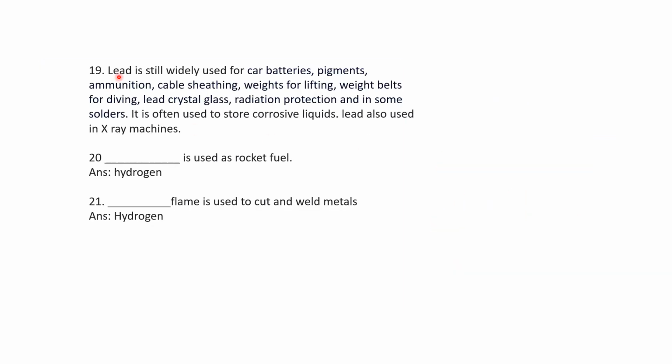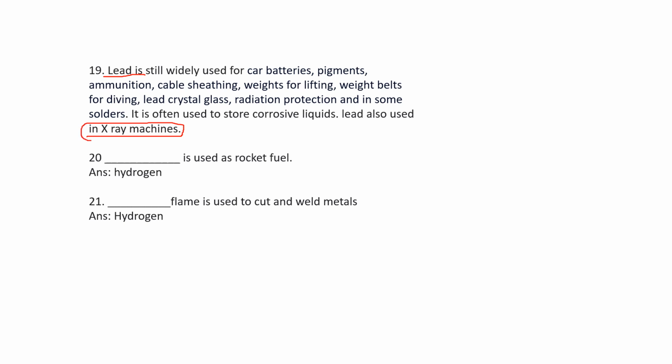Now see, lead is still widely used for car batteries, pigments, ammunition, cable sheathing, weights for lifting, weight belts for diving, lead crystal glass, radiation protection, and in some solders. It is often used to store corrosive liquids. Lead is also used in X-ray machines. So these are uses of the chemical. What is that metal? Lead.